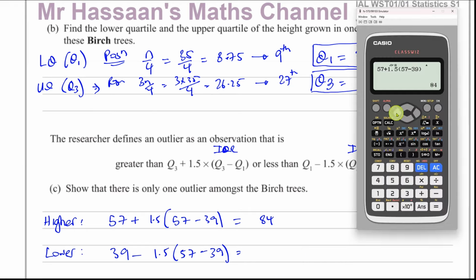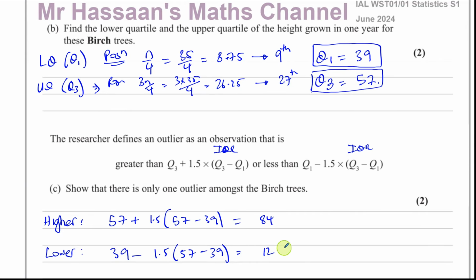And then for the lower limit, it changes to minus. You have 39 minus 1.5 times 57 minus 39. That gives you 12. So the lowest limit is 12 and the highest limit is 84.